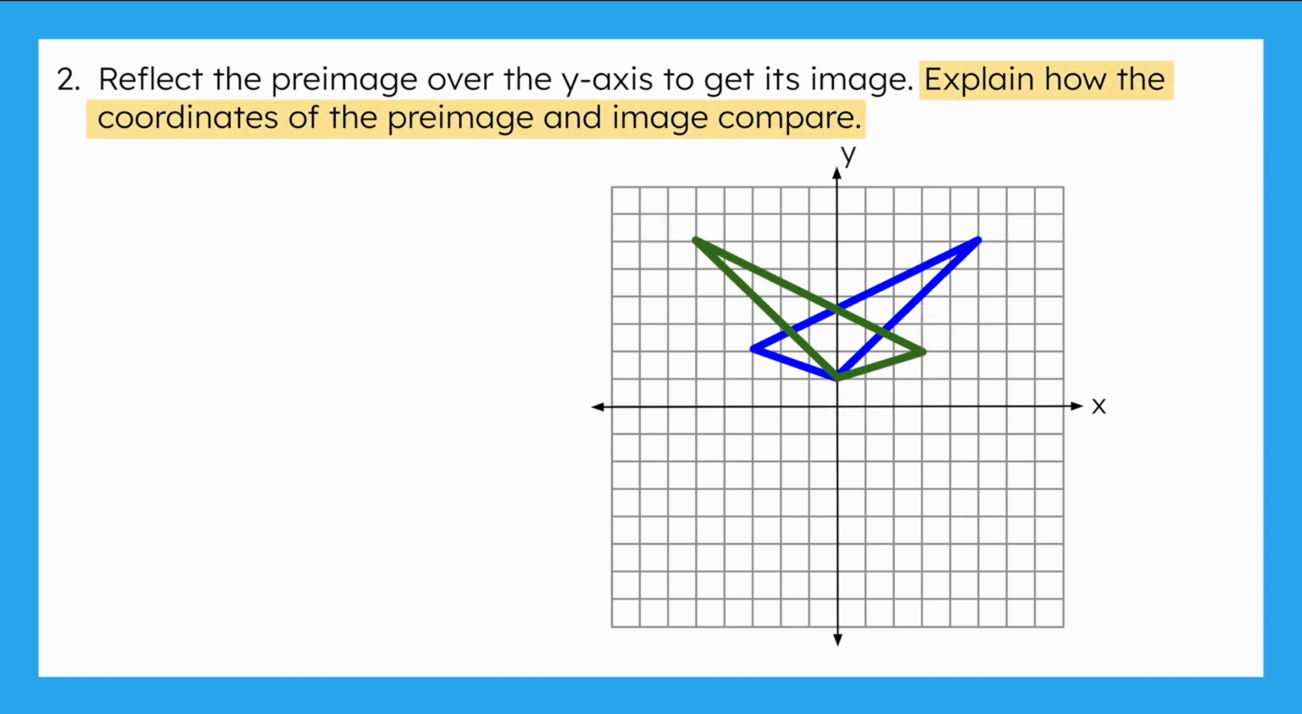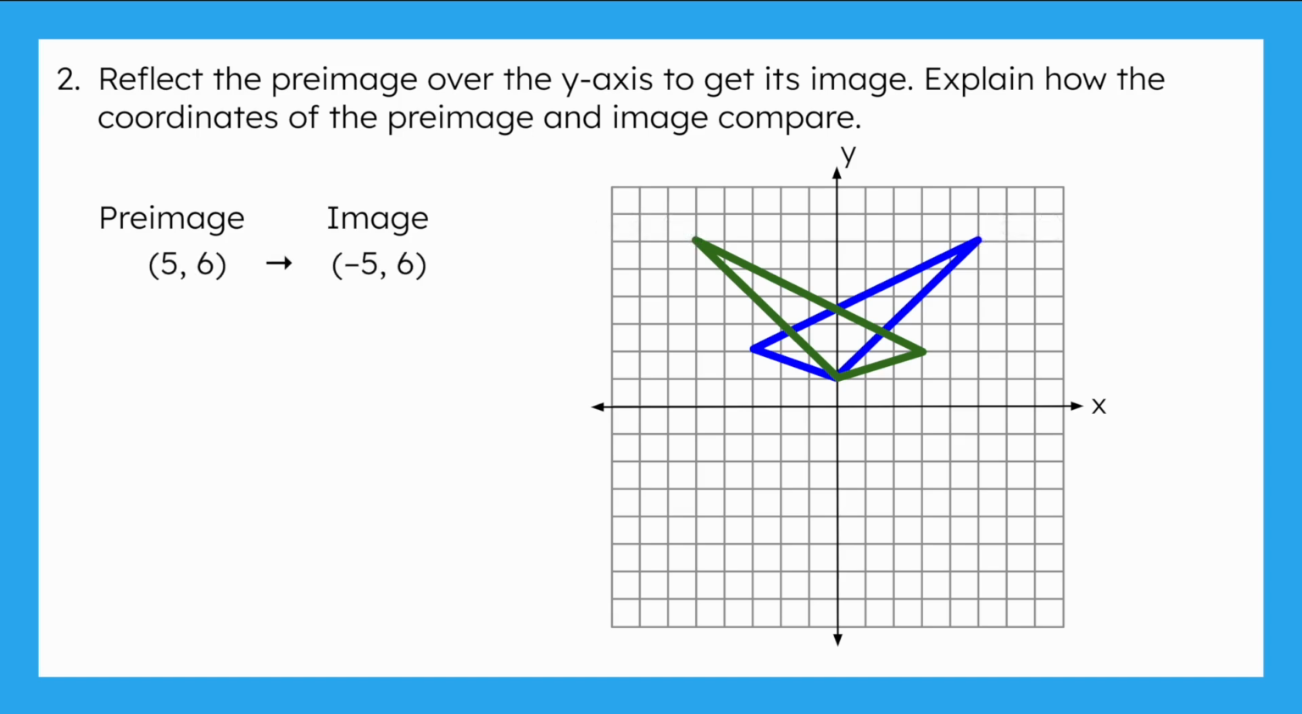Now, let's explain how the coordinates of the pre-image and image compare. Since these figures overlap each other, I'm going to make an organizer off to the side to help me keep track of points on the pre-image and their corresponding points on the image. (5, 6) becomes (-5, 6), (-3, 2) becomes (3, 2), and (0, 1) stays the same. Now that this is more organized, we can compare the x and y values in each pre-image and image. What do you notice about these numbers?